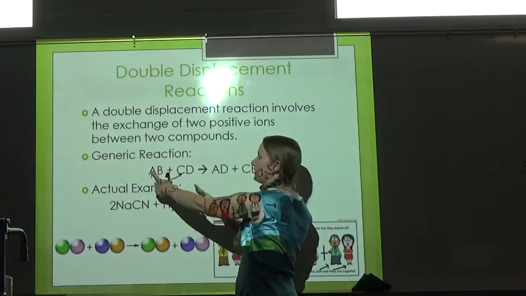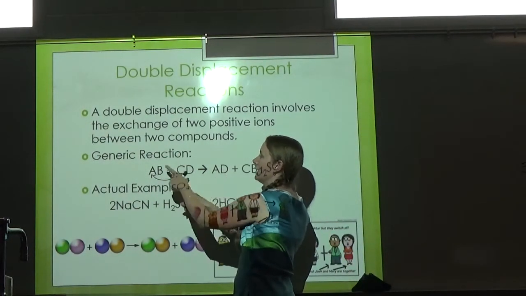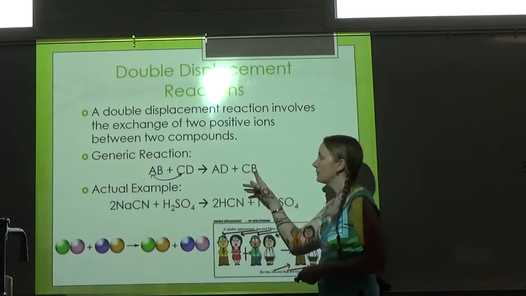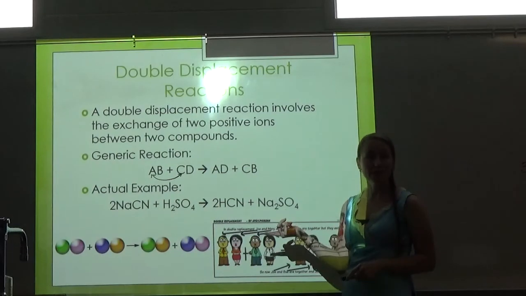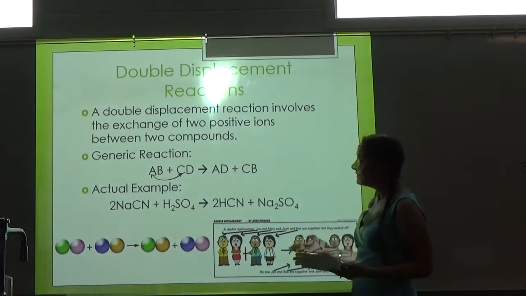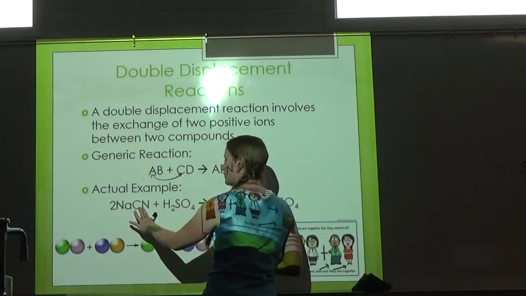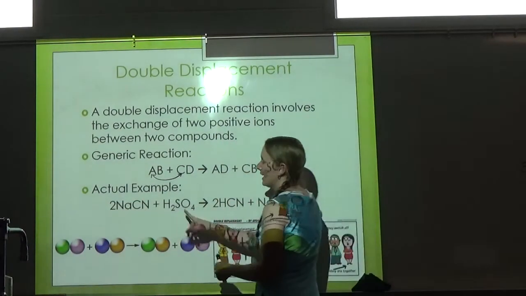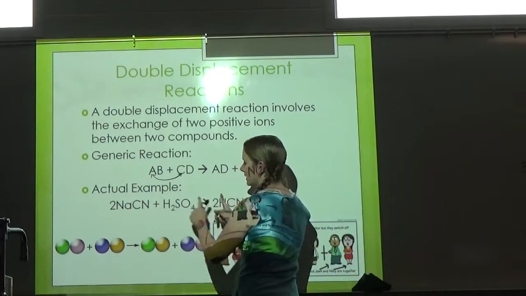So A was with B, but now A is going to bond with D. C was with D, but now C is going to bond with B. And remember, the important thing is you always have to write the positive one first when you bond the 2. And then here's an actual example. Na was with CN, but now it's going to be with SO4, so Na and SO4. And H was with SO4, but now it's going to be with CN.